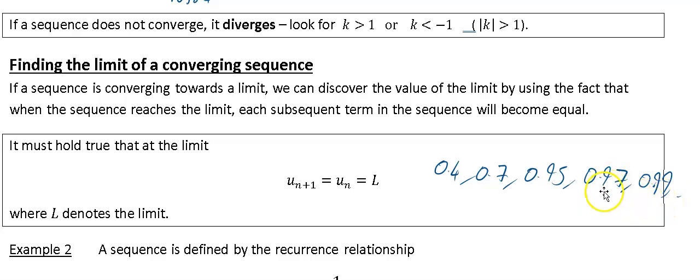That's not a very mathematical way of doing it. When the sequence gets to its limit, the next term is basically going to be equal to the previous term, and we're going to call that limit L. If a sequence is converging towards a limit, we can discover the value of the limit by using the fact that when the sequence reaches the limit, each subsequent term becomes equal. After a while, as I move along, my terms would just become the same thing. So we're going to look at an example of how this works.